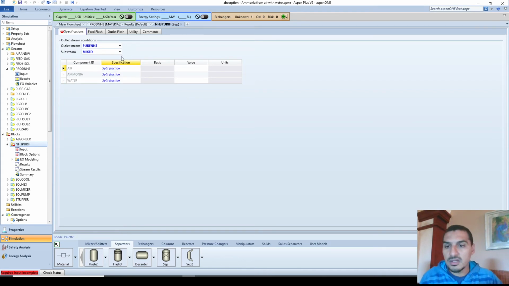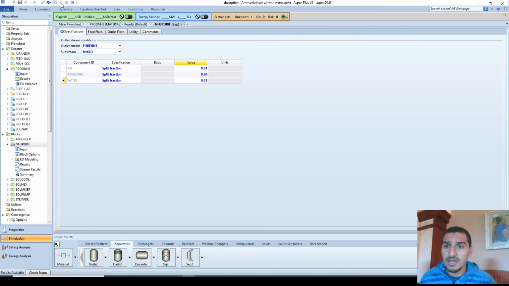So I know that I want a lot of ammonia coming out of this stream, which is the pure ammonia stream. So I'm gonna say maybe 0.98. It's 98% of the ammonia coming in this stream, and 1% of air and water coming out of this stream. So the balance will go to the other stream, of course, because we have two streams. In case you have three streams, then you have to define split fractions for two out of the three. So you have to define n minus 1, where n is the number of streams. So this is all I need to define, and then I'm gonna click run.